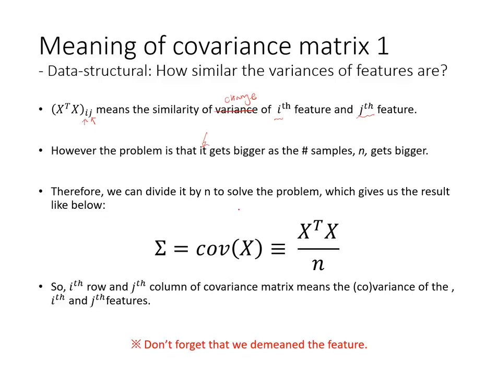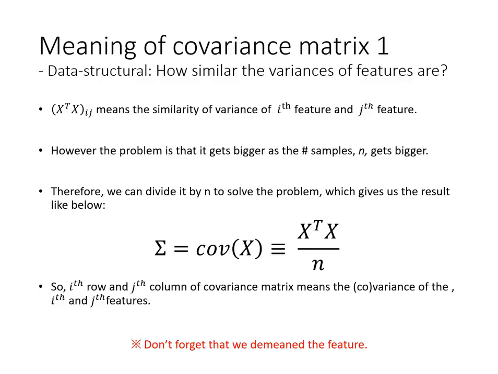So we can solve the problem by dividing every element by n, which gives us the result like this below. So this is the result. If we divide X transpose X by n, this is the definition of the covariance matrix, and the symbol is the large sigma.